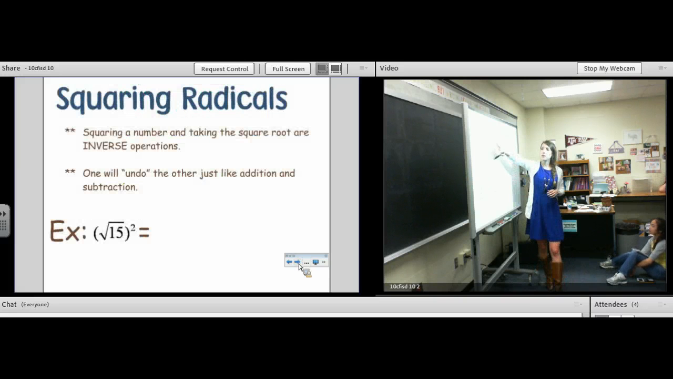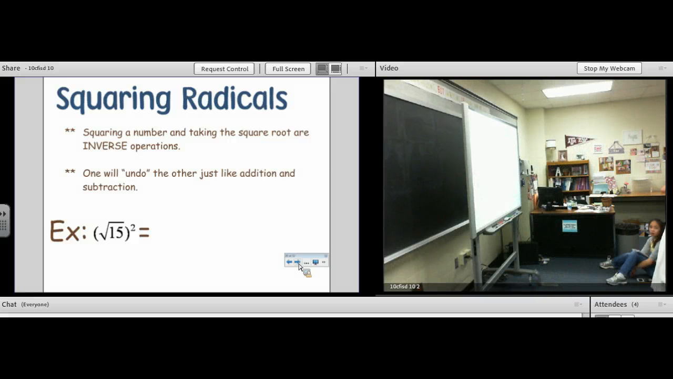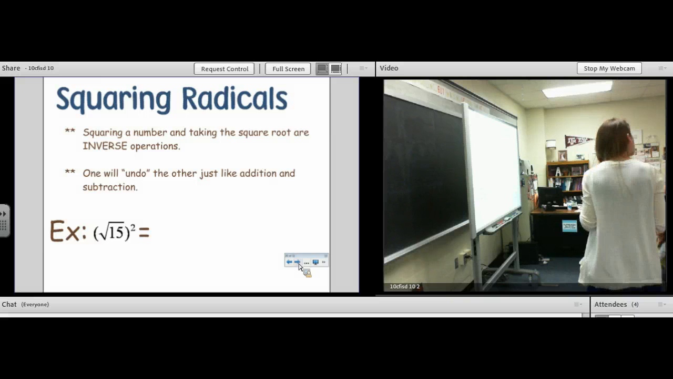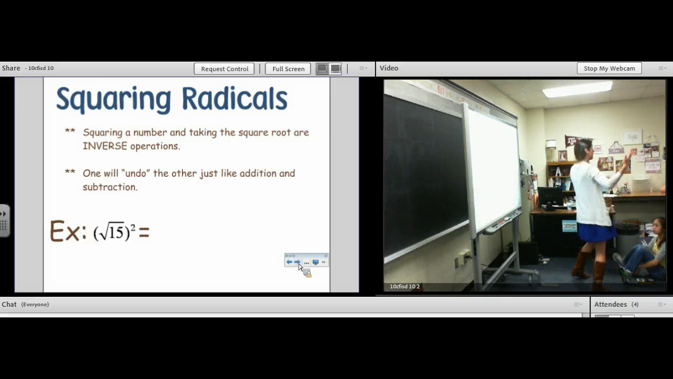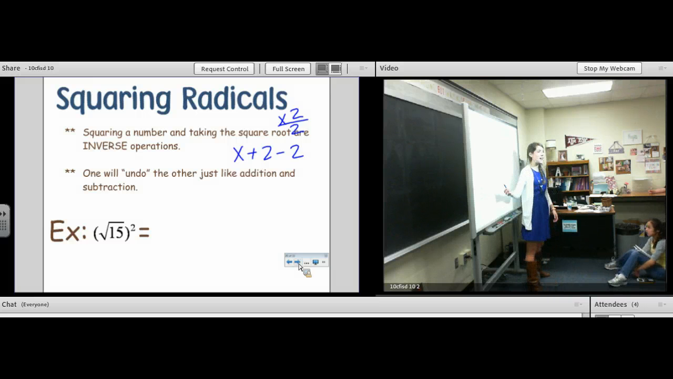Squaring and square rooting are called blank operations. Inverse operations, just like addition and subtraction, multiplication and division. So they undo each other. If I took x and added 2 and then subtracted 2, what would I get? X. If I multiplied x by 2 and then divided by 2, what would I get? X. If I take 15, square root it, and then square it, what do I get? 15. Do I get 15 squared? No. Do I get square root of 15? No.